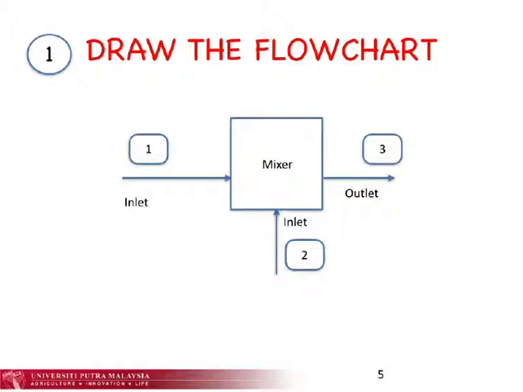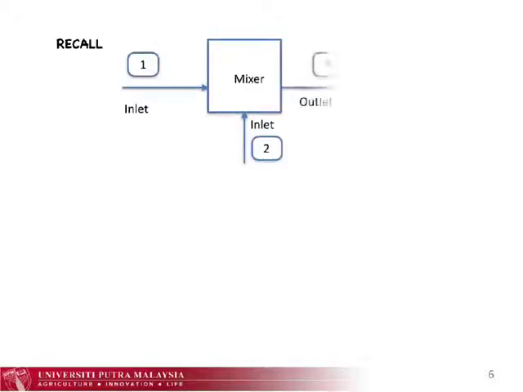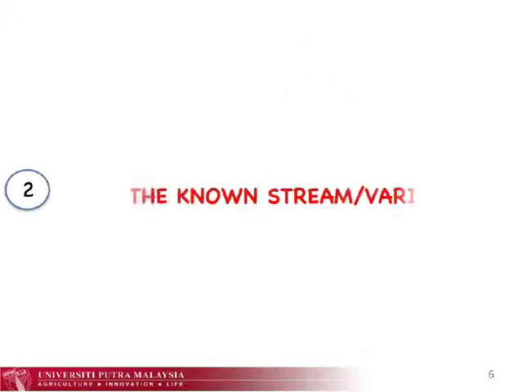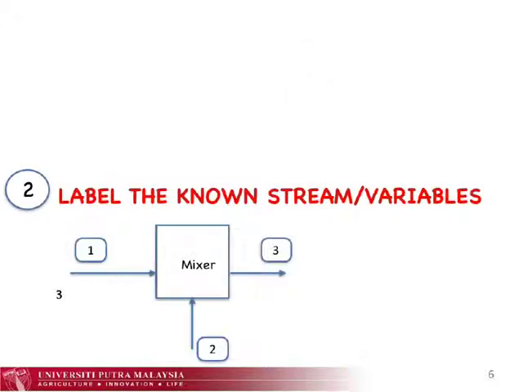What we are going to do next is label the known streams or variables from the described process description and put them into the block diagram. Here, benzene is flowing in through stream number 1 at 3 kg per minute. Toluene is flowing in at 1 kg per minute in stream number 2. For stream number 3, we have yet to identify the values.